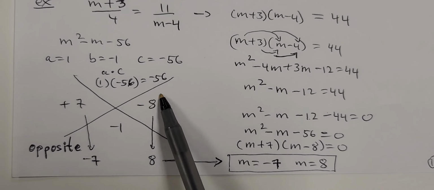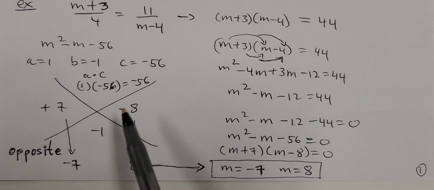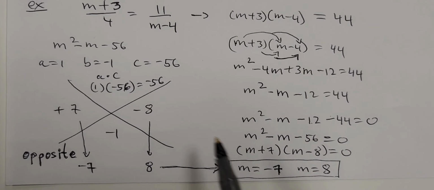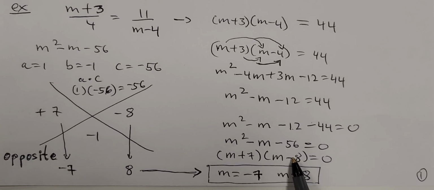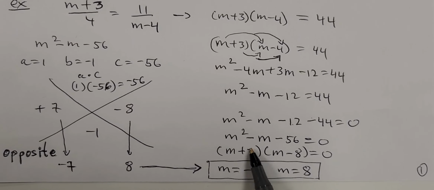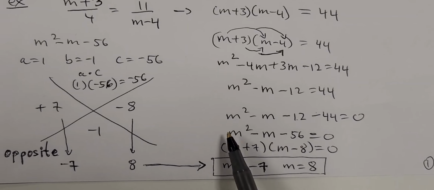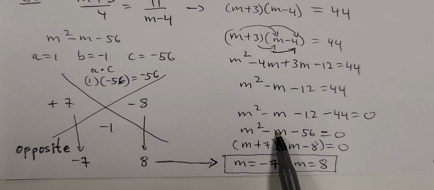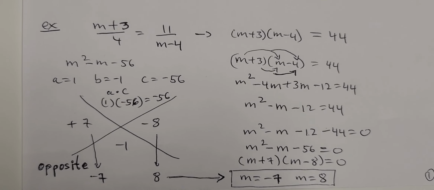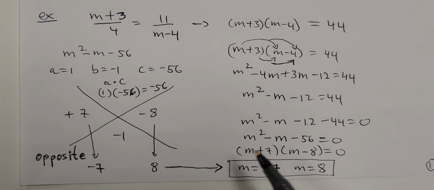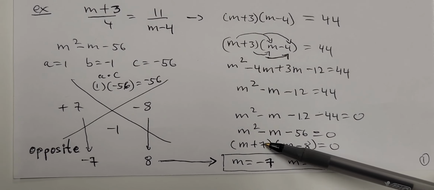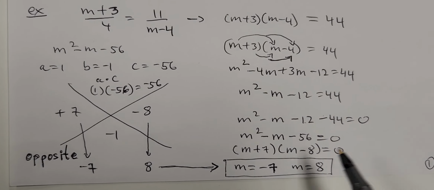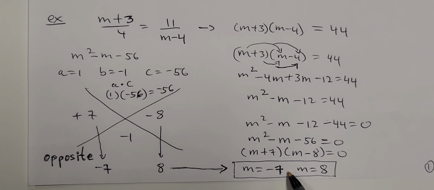Once you're done with that, you can write it in parentheses right here: m plus 7, which is here, and m minus 8, which is here. This line right here gives the factors of m squared minus m minus 56. However, we want to solve, we want to know what m is, so we just do the opposite. The opposite of positive 7 becomes negative 7, and the opposite of negative 8 becomes positive 8. So this is our final answer when we solve for the letter m.